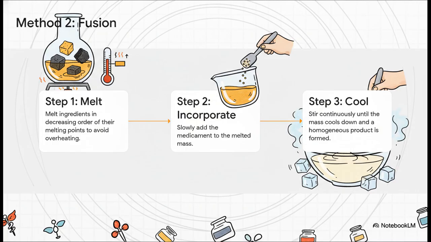As you can probably guess, this one does involve heat. It's what you do when your base has solid ingredients with different melting points, like beeswax. Now, here is the golden rule of fusion, and it's a classic exam question. You always melt the ingredient with the highest melting point first. Then you add the others in decreasing order. This is so important because it keeps you from burning the ingredients that have lower melting points.